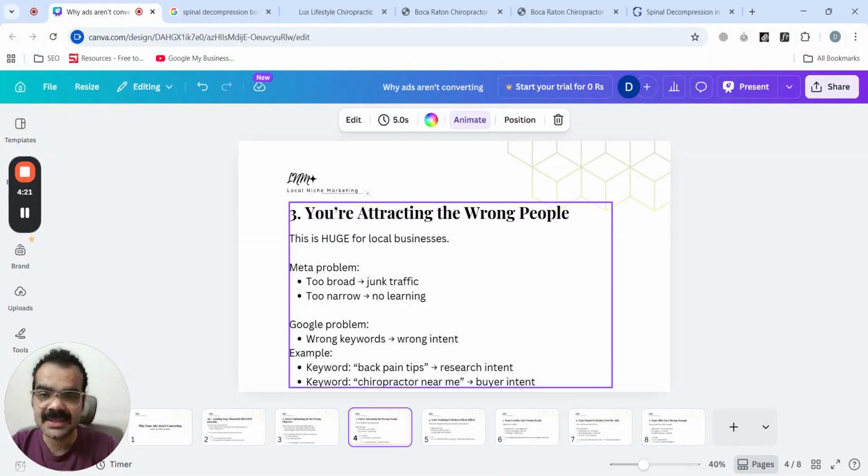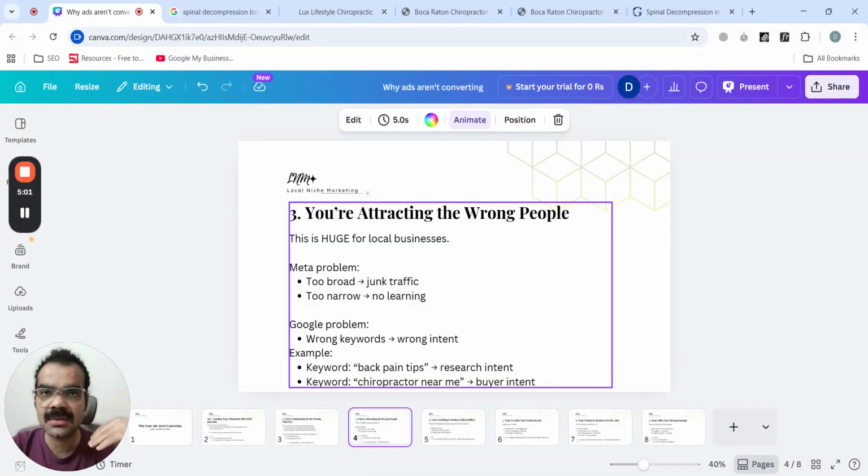Now, in Google Ads, you're not targeting the right intent or the buyer intent. For example, this could involve people who are searching for back pain relief tips, or you're attracting people who are in the research phase. Like you're getting a lot of queries like how spinal decompression works, is spinal decompression safe for me? So these are all keywords that people usually use when they are researching a certain treatment, and you need to add those phrases as negative keywords.